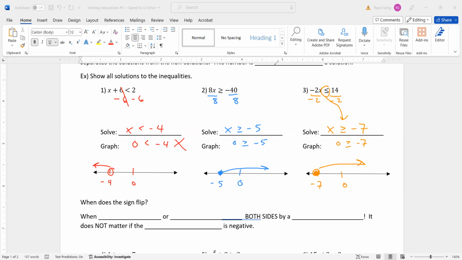So in number 2, I didn't flip the sign, but in number 3, I did. When do you flip the sign? Well, you flip the sign when multiplying or dividing both sides by a negative.